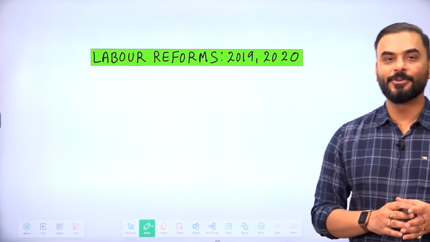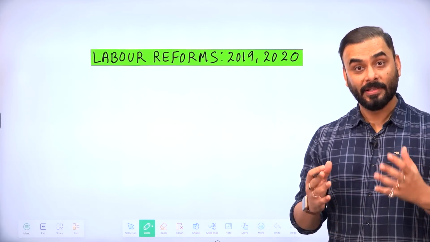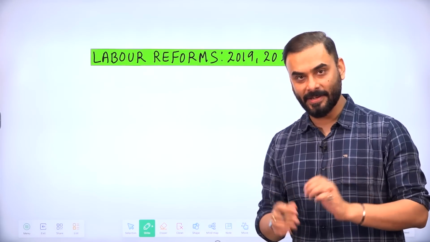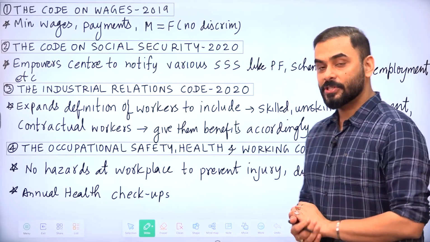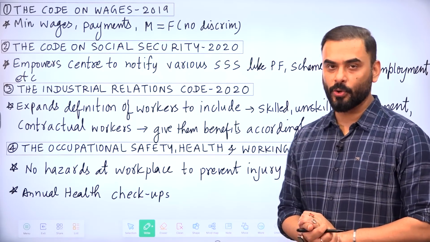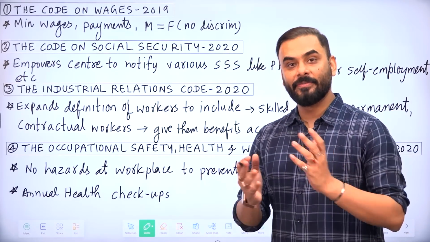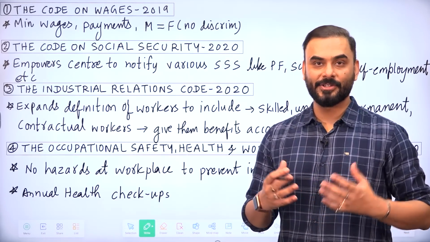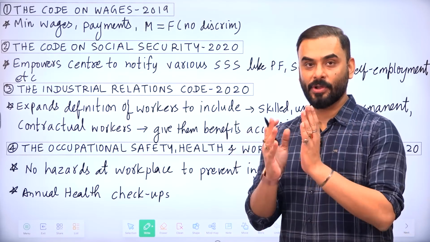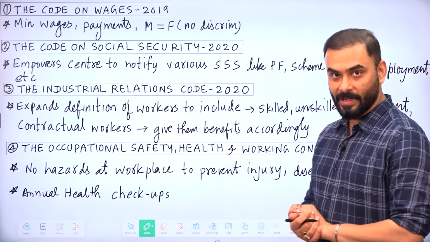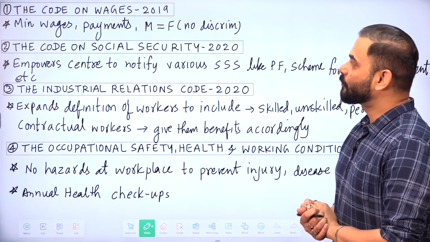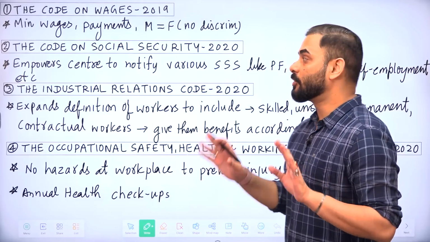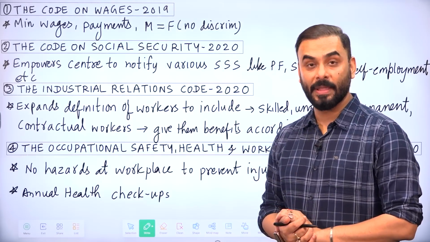Now guys, let us do a recap of what the labor reforms are which have been introduced by the government of India in the year 2019 and 2020. So the labor reforms contain basically 4 codes. Earlier we had so many different acts which used to regulate the workers, their working conditions, salaries, etc. All of them have been reorganized into 4 different categories now. So the first code is called the Code on Wages 2019. This code talks about what should be the minimum wage of workers, how payment should be made.